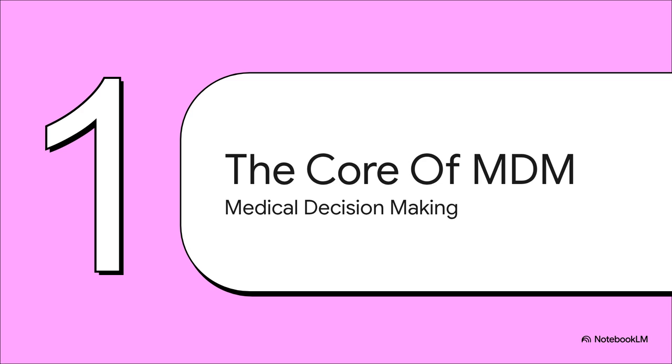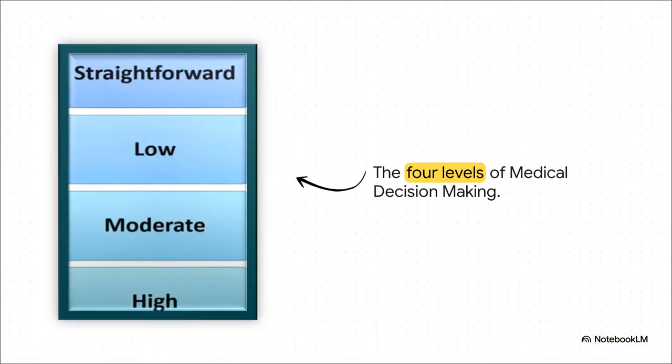Section 1. The core of MDM. So we have to start by establishing exactly what medical decision-making actually represents in the coding world. Basically, it's divided into 4 distinct levels: straightforward, low, moderate, and high. You can think of these levels as a precise measurement of the cognitive work, the actual brain power, and the complexity required from the provider during a patient encounter. You definitely can't just pick a level based on, say, how long the visit felt, right? There is a highly structured, objective method to arrive at one of these 4 tiers.